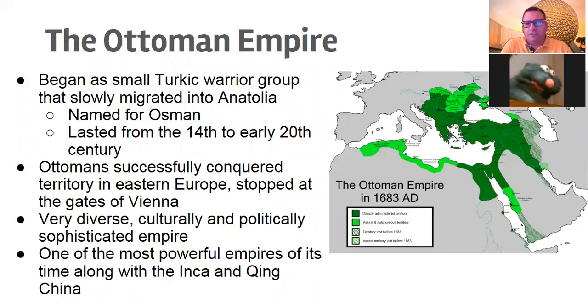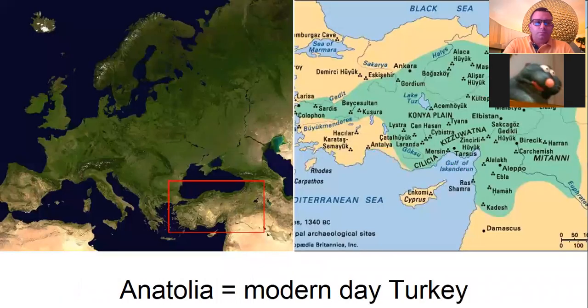They were a very diverse empire, religiously, politically. In terms of religion, obviously the vast majority of the people there are Muslim, but there is a sizable Christian population, and there is a smaller minority of a Jewish population. So they are a fairly diverse empire. And for a time, they are extremely powerful.